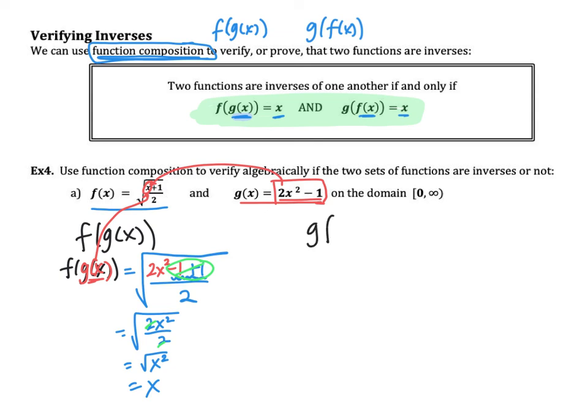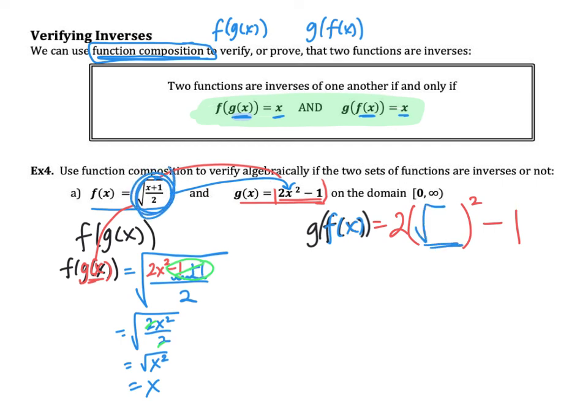Now I'm going to do g of f of x. So I'm going to take f of x, which is this entire function, and I'm going to substitute that in to the x of g of x. So my g of x is 2 times x squared minus 1. But instead of putting in an x, I'm going to put f of x function in for my x. So I get 2 times the quantity of the square root of x plus 1 over 2 squared minus 1.